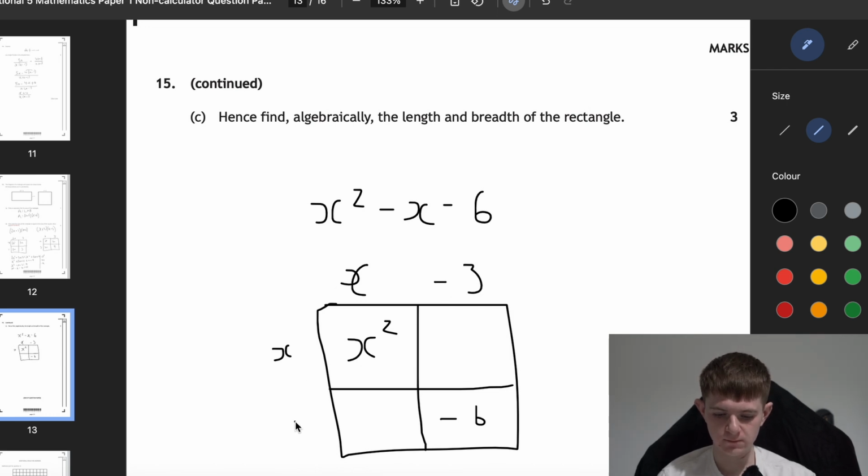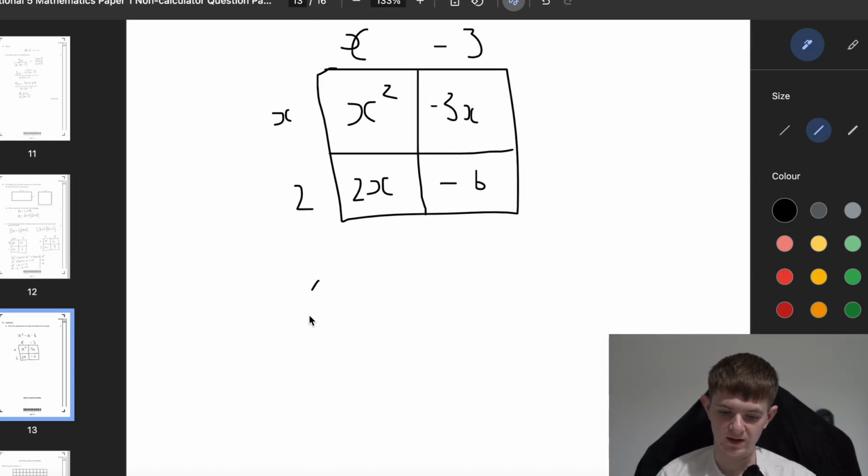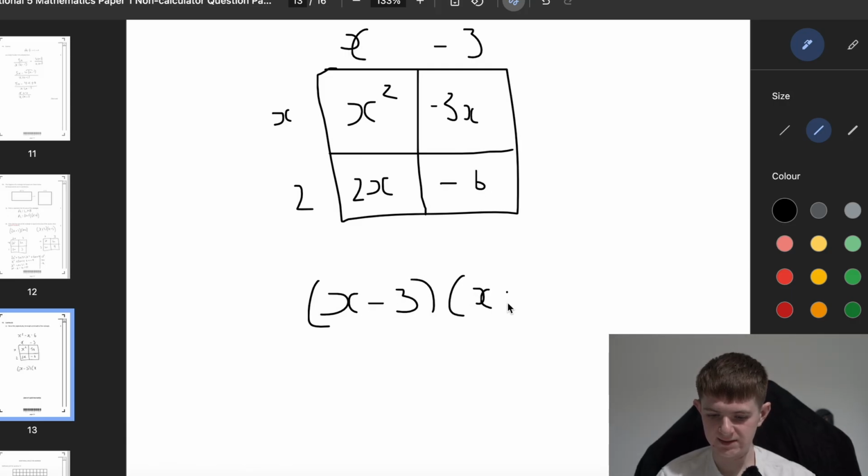3 and 2. So 2 times x is 2x. Negative 3 times x is negative 3x. And right enough, bring that together, we'll get negative x. So 2 take away 3 will get us negative x. Negative 3 times 2 gets us negative 6. So we know we've done it right. We just need to write an answer. So x take away 3, x add 2.